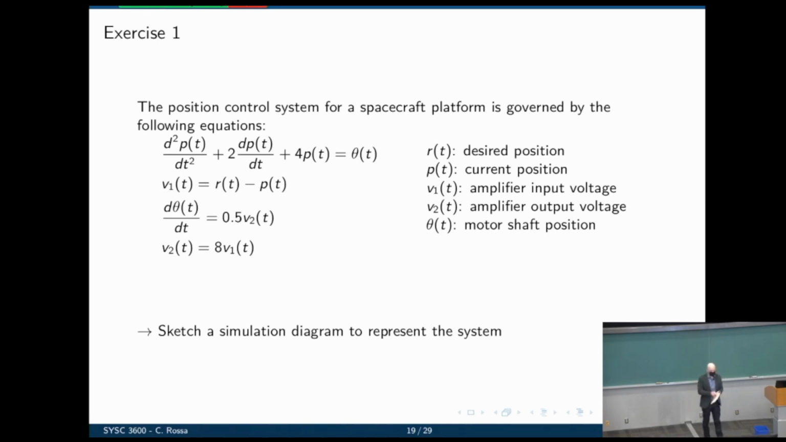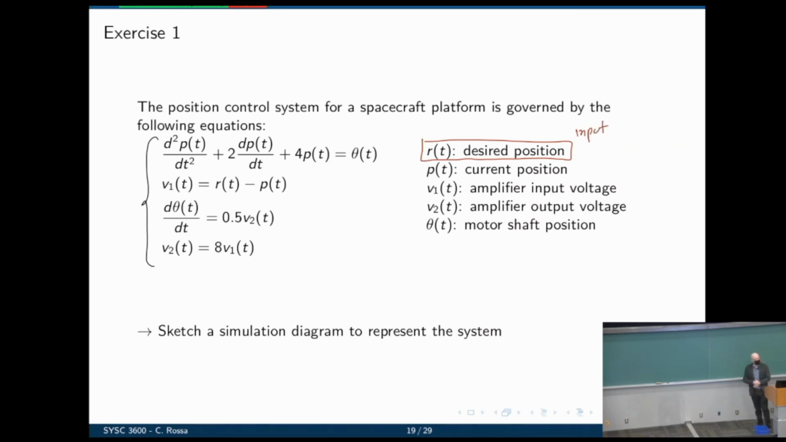Let's start with this one here. This is the one we had in the first slides. The position control system of a spacecraft platform is governed by the following equations. We have a set of 4 equations, and you want to sketch the simulation diagram to represent the system. So let's look at these equations. We have a desired position, which seems to be what we want to control. That's the input to the system, where we want the position to be. So that's clearly the input.